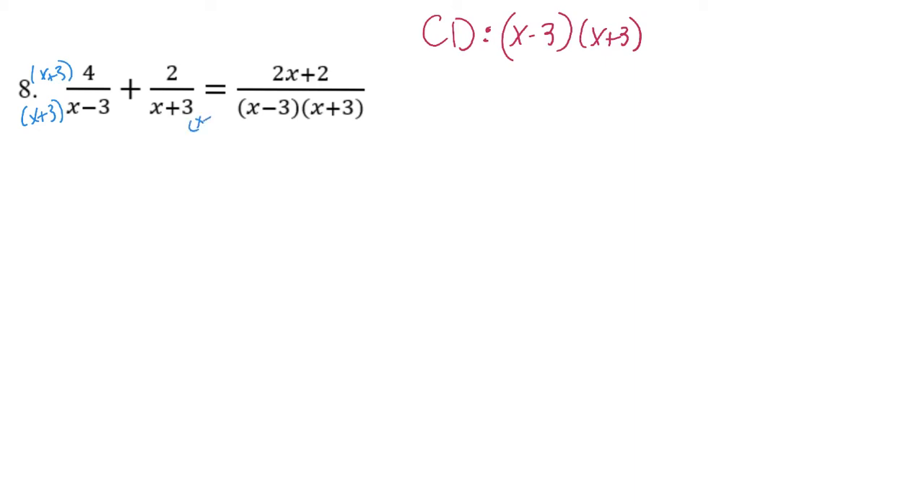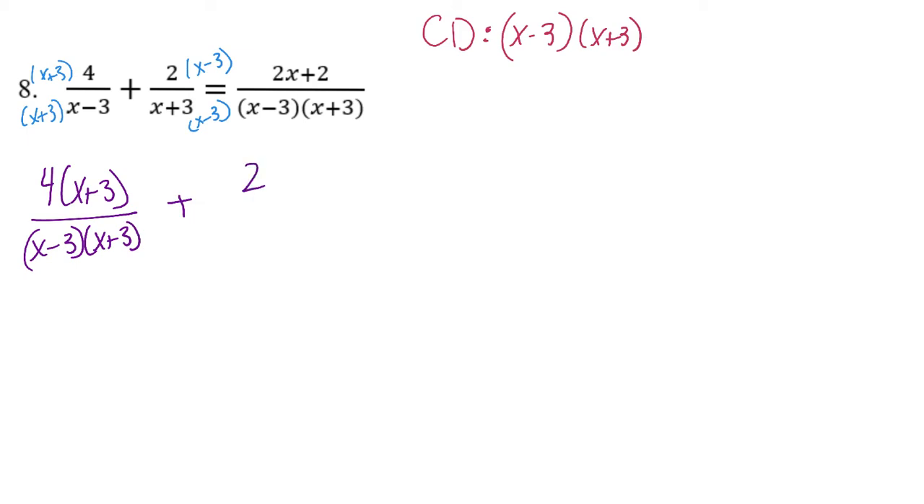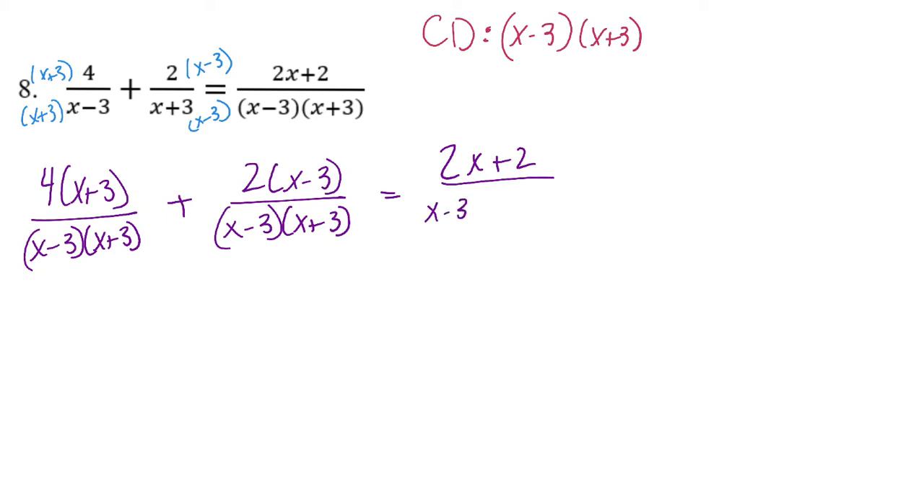Second fraction is missing x minus 3 on top and bottom. And the last fraction isn't missing anything. So now we're going to write that out. So 4 times (x + 3) over (x - 3)(x + 3), plus 2 times (x - 3) over (x - 3)(x + 3), equals (2x + 2) over (x - 3)(x + 3).